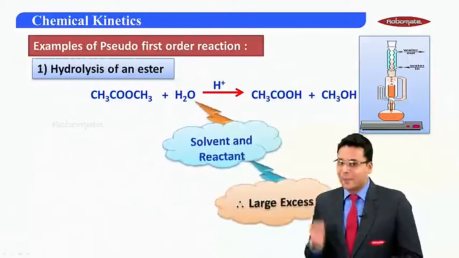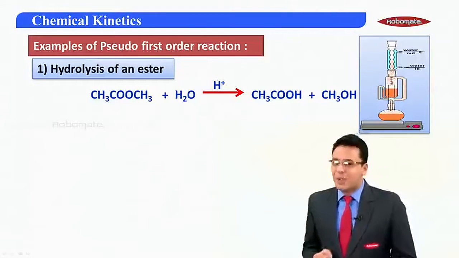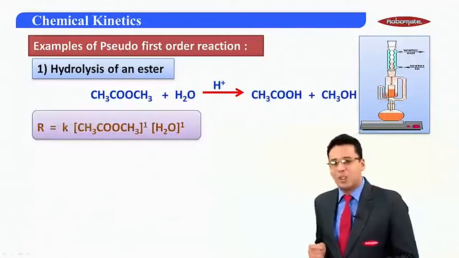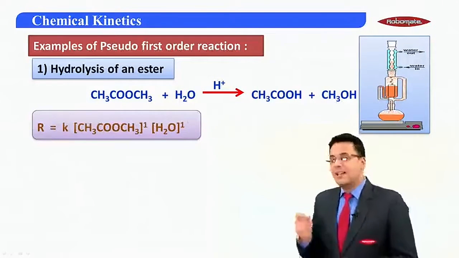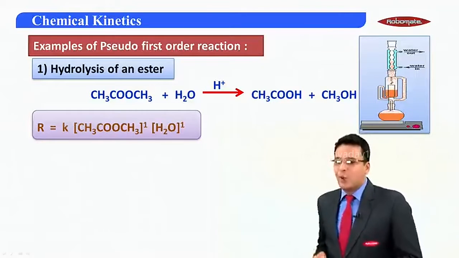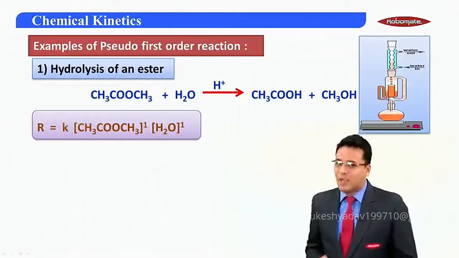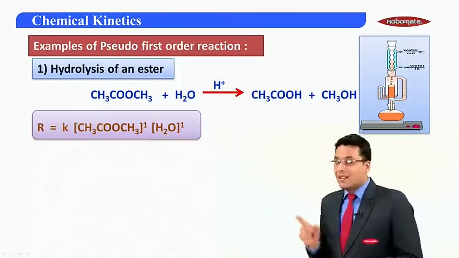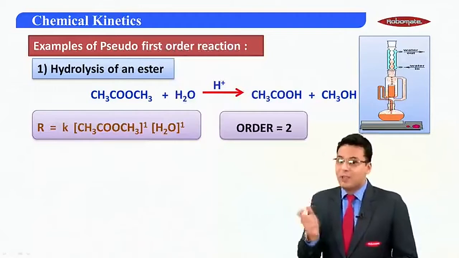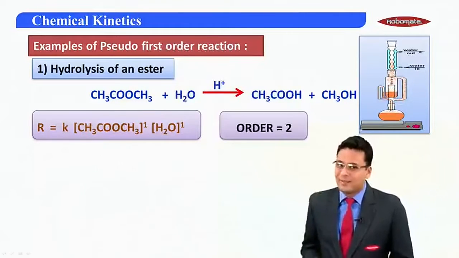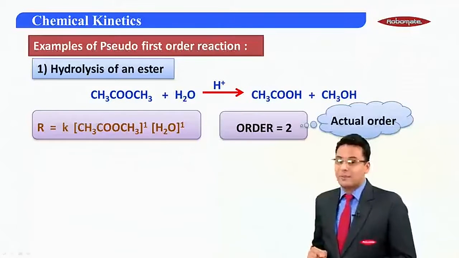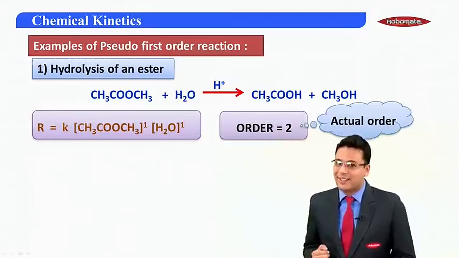Now here, in this case, if I have to write the true rate law, it will look like this. Rate is equal to K into concentration of ester raised to 1 into concentration of water raised to 1, which means that the order in this case is 2. Alpha plus beta, so 1 plus 1 will give me 2. This 2 is the actual order, the true order of the reaction.